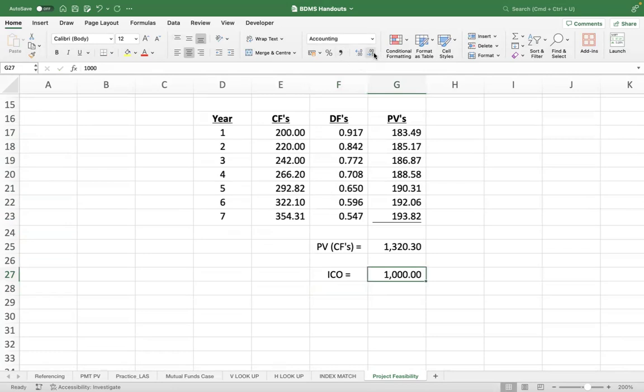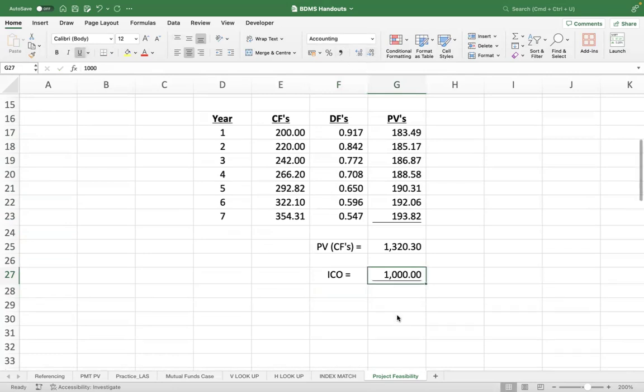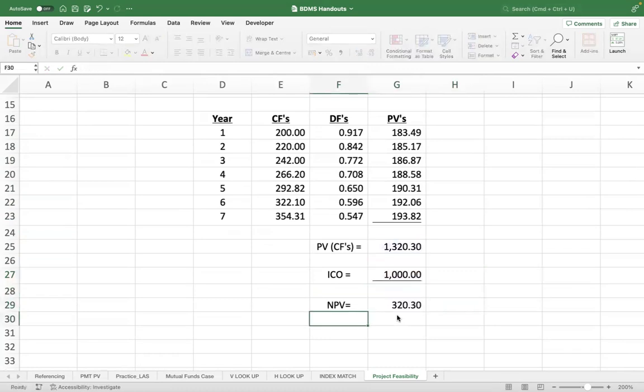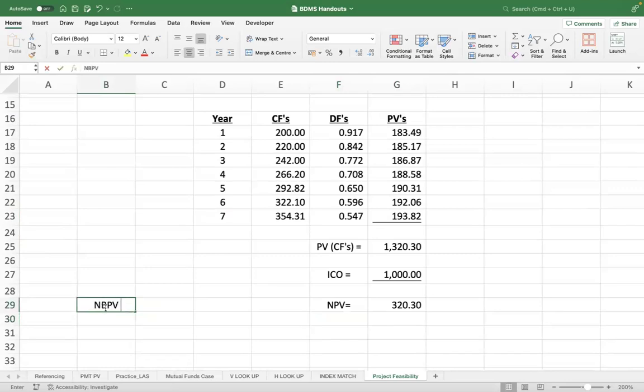So if you reduce that, you will get your NPV. So NPV becomes 1320 minus 1000, which is 320.3 crores. Are you getting it? Now we can also get NPV using the Excel function, by the way.